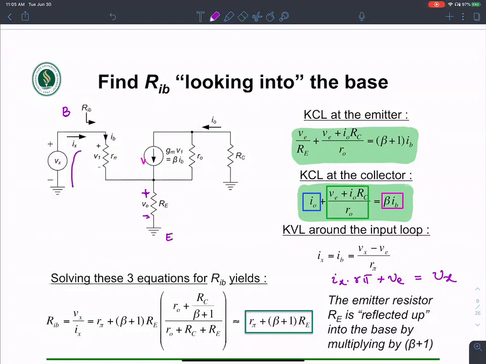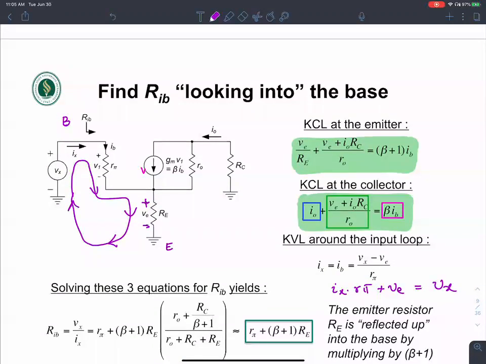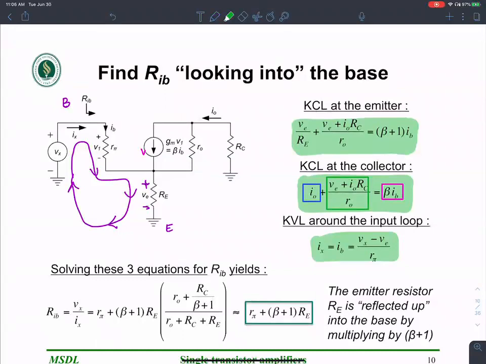The loop I'm using is this kind. Around that loop, KVL loop. Once I do that, I get the third equation here. Now there are 4 unknowns and 3 equations. So I cannot find the values separately, but I still can find the ratio Vx over Ix. I can find that separately.